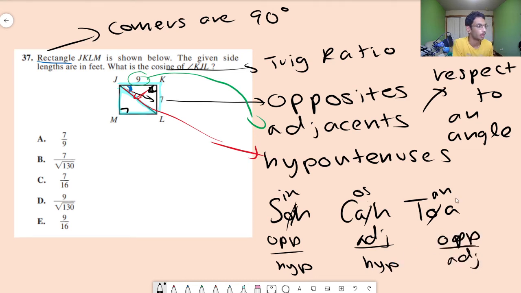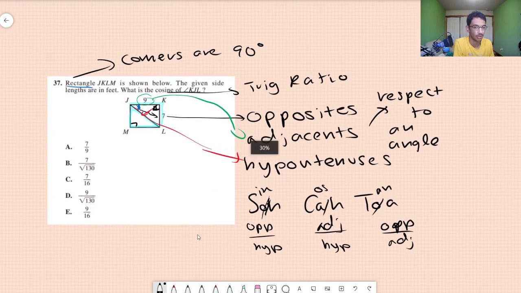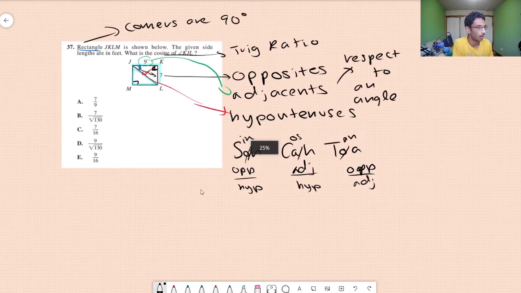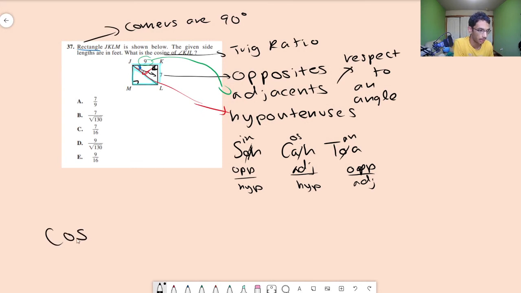Okay, sweet. So we need to figure out the cosine of KJL. That's going to be our adjacent side, which is directly next to it, but it's not the hypotenuse. So what's next to it? It's 9 over the hypotenuse. We do not have the hypotenuse over here. So what do we do, you may ask?